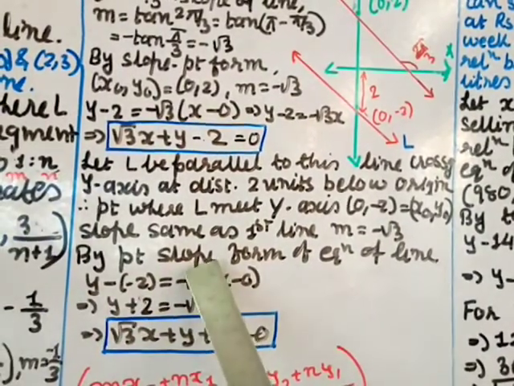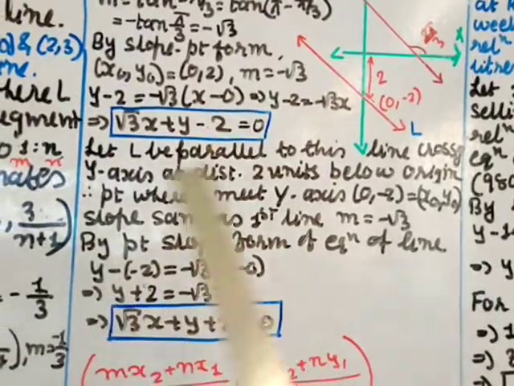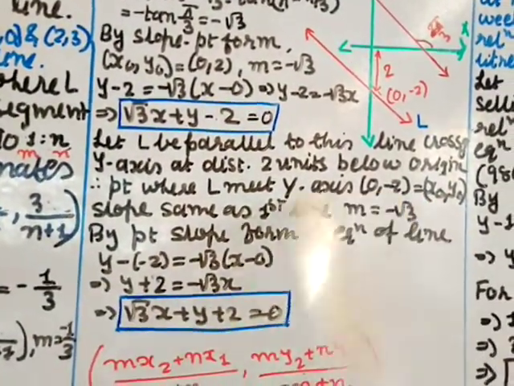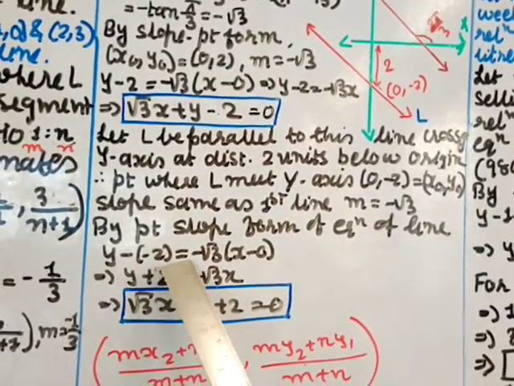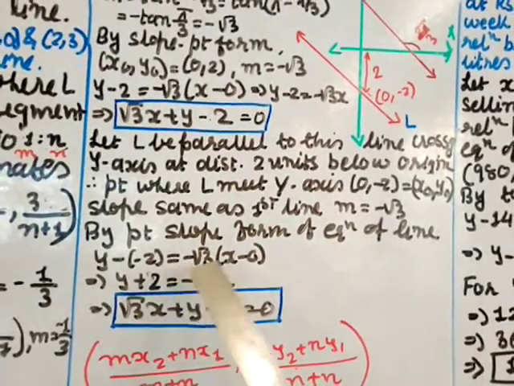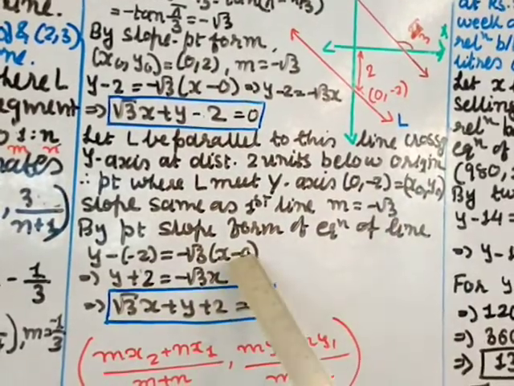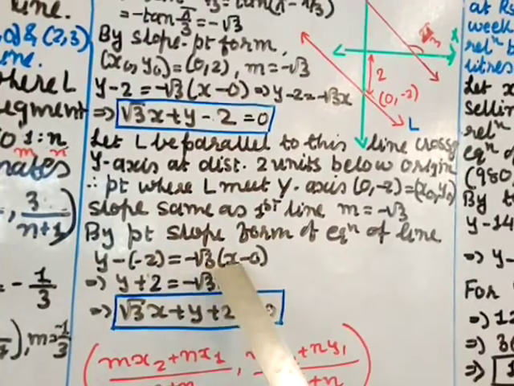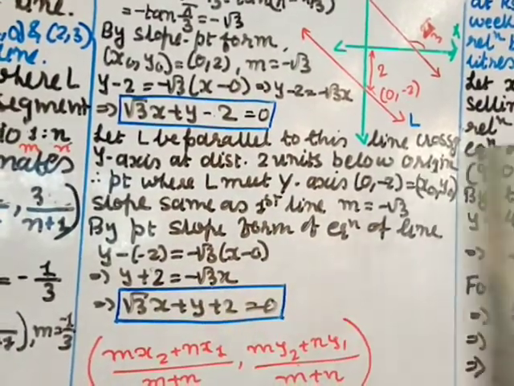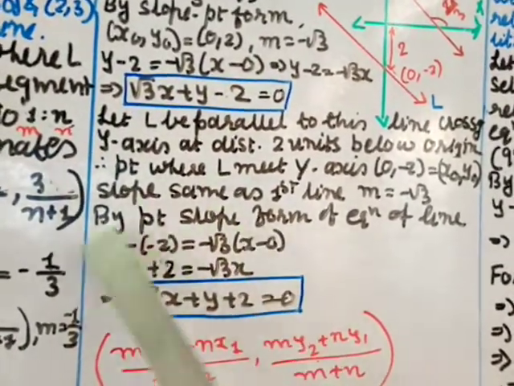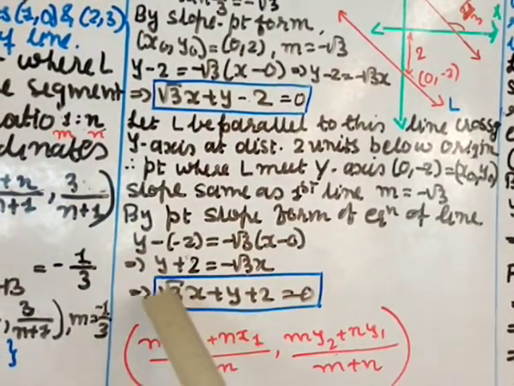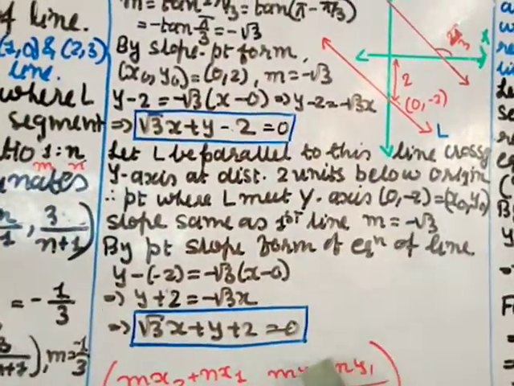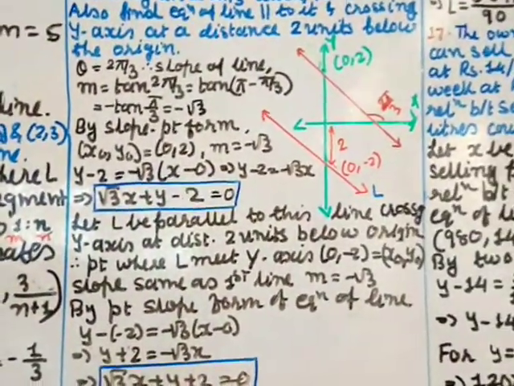By the point-slope form of the equation of a line, the same form I am using, I write y minus y0, where y0 is minus 2. So y minus (minus 2) equal to m, with m minus root 3, times (x minus x0), and x0 is 0. So this gives y plus 2 equal to minus root 3 x, and the 0 cancels. As I said, x should be positive, so transferring over, it becomes root 3 x plus y plus 2 equal to 0. So these are the two equations of the lines which they have asked us to find.